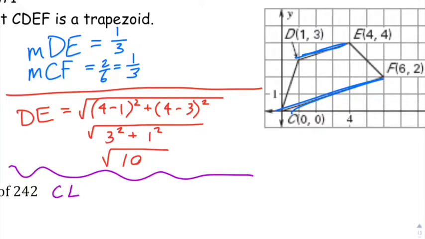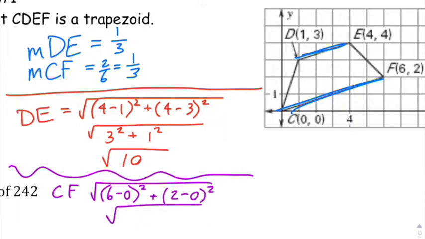So now I'm going to do CF. Same thing. Difference of your x's, that's 6 minus 0, and squared. And then the y's, what do we got there? Is that 2 minus 0, and then squared. Alright, so that'll be something like 36, and that'd be 6 squared, right? So then 36 and then 2 squared, that's going to be 4. So then you get the square root of 40 right there.